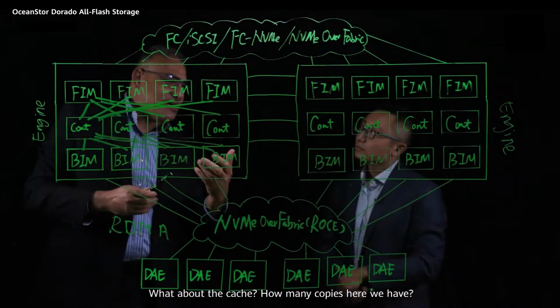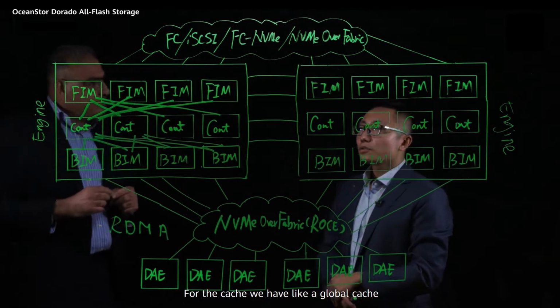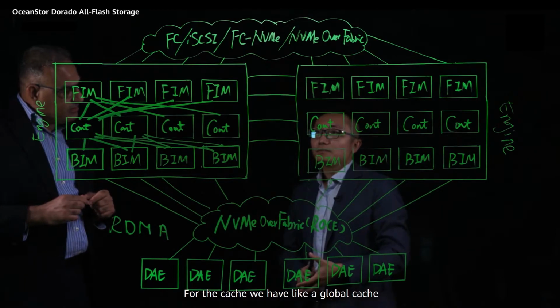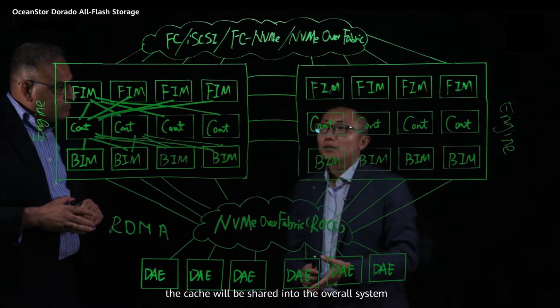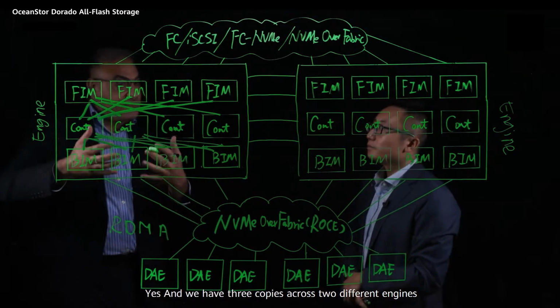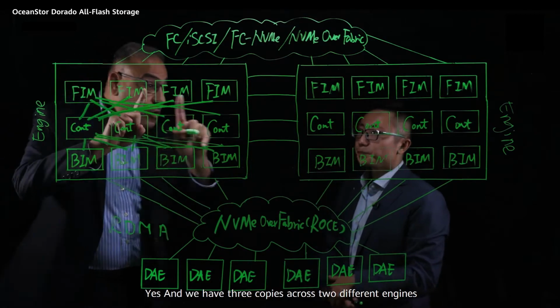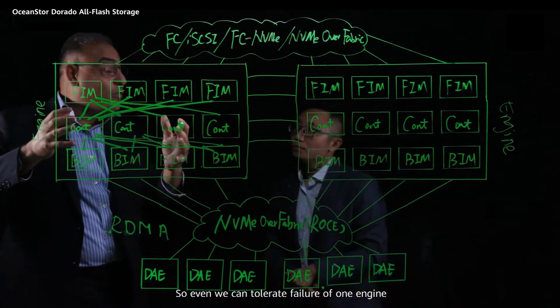What about the cache? How many copies do we have for each piece of data? Well, for the cache, we have a global cache. The cache will be shared across the overall system, so the resources are shared. And we have 3 copies across 2 different engines. So even we can tolerate failure of one engine.